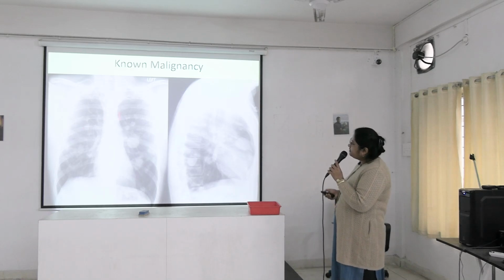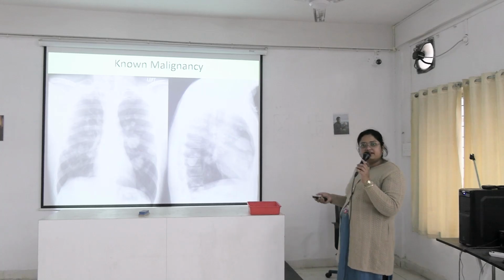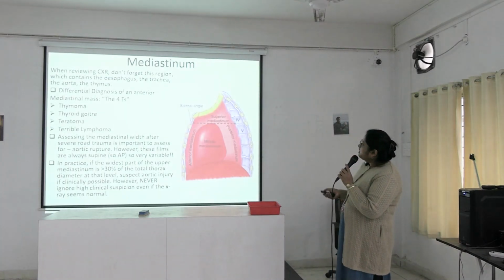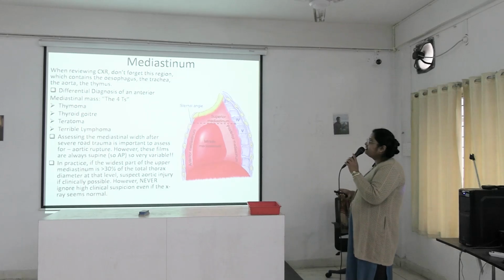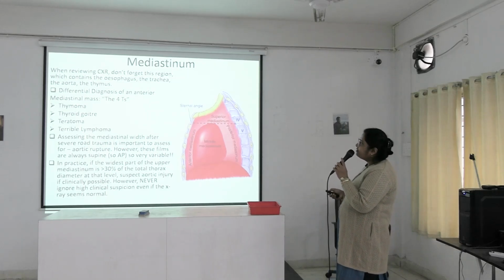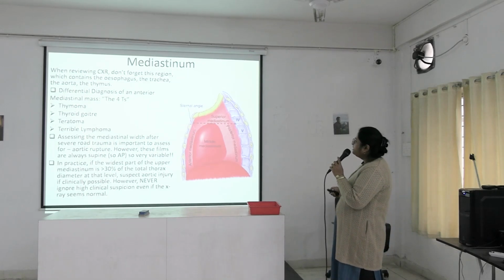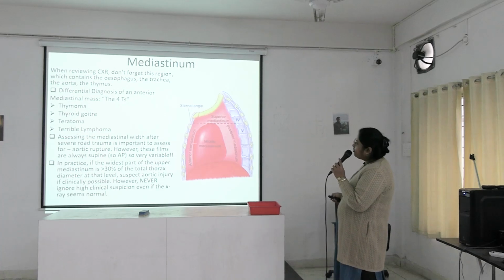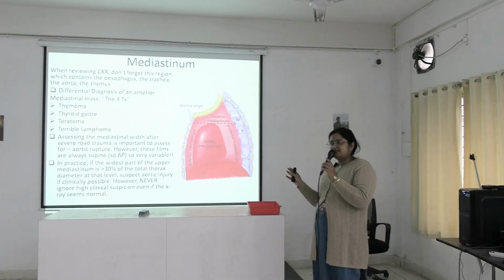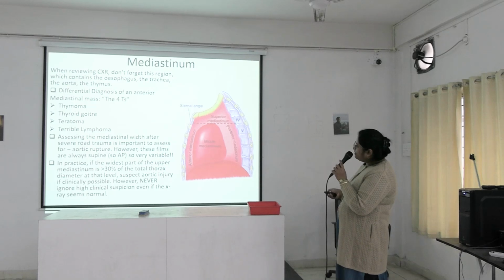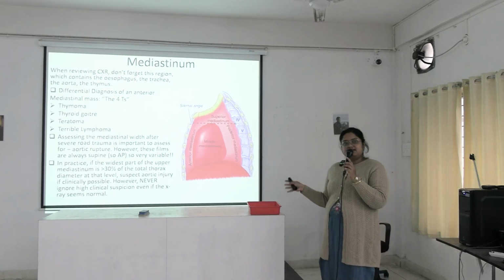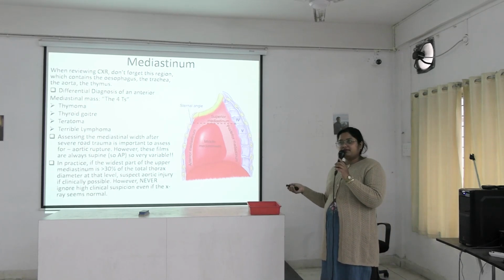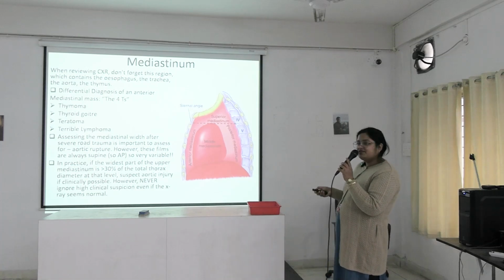You can see this is the PA view, and this is the lateral view. These are the metastatic areas. And you have to see the mediastinum structures also. The 4 T's you have to see in the anterior mediastinum: thymoma, thyroid goiter, teratoma, terrible lymphoma. Generally this occupies almost 30% of the width of the thorax. But if it is more than 30%, then you have to suspect abnormalities. These 4 you must consider.